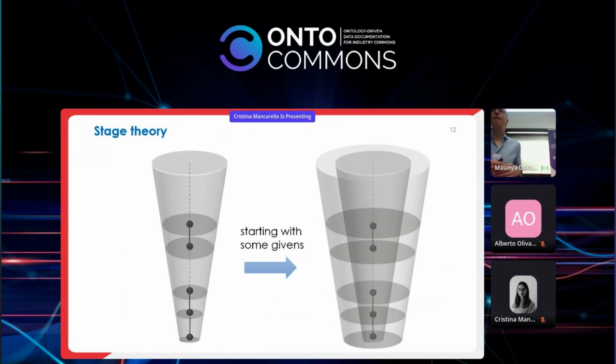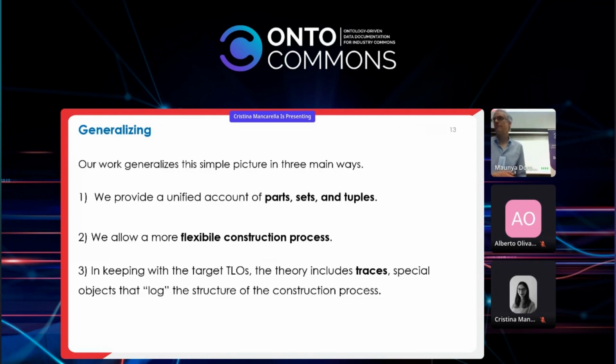Of course, for applied purposes, we need givens. So you're not going to start with nothing, as on the previous slide. Rather, you will start with the givens. So this gives you a fatter hierarchy of sets that are constructed from the bottom up. And we generalize. So we want to construct parts, sets, tuples, really alongside one another, and in that way get a unified account. That's one way in which we generalize.